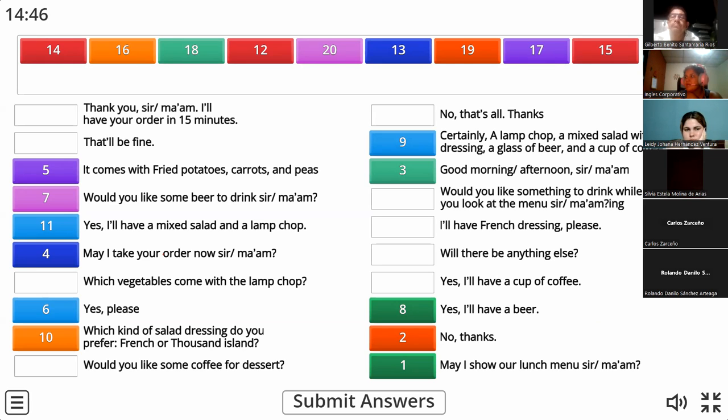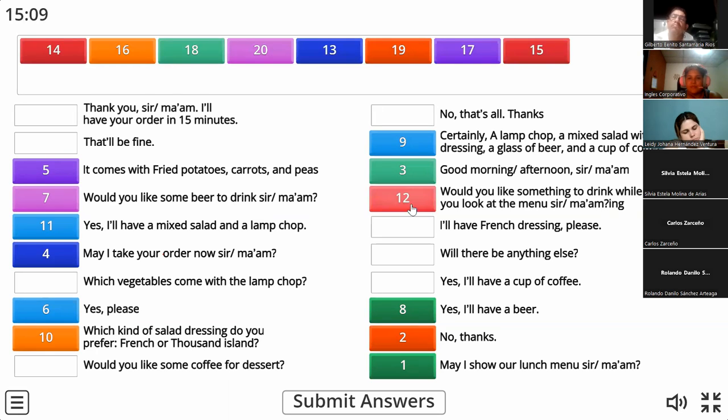Would you like something to drink while you look at the menu, sir? Okay. I consider that it's not the real one. I think it's which vegetables come with the lamb chop because of the continuity. Okay, good.